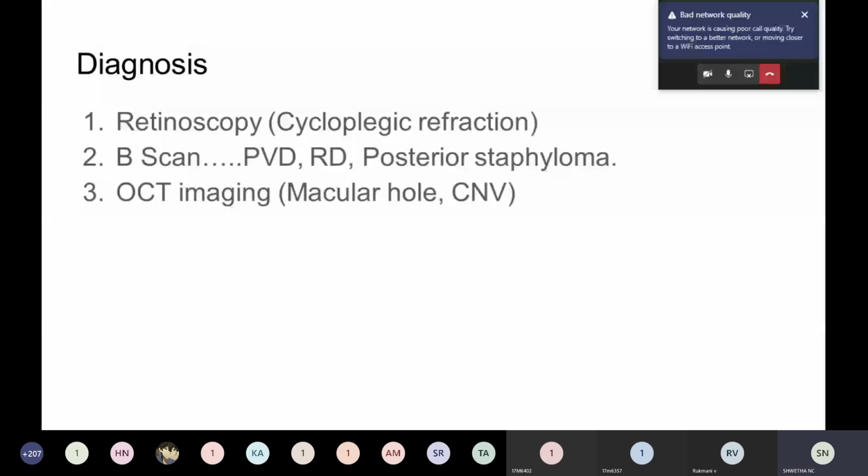So you can do a B scan, to know whether the patient has developed a retinal detachment, a posterior vitreous detachment, or a posterior staphyloma.